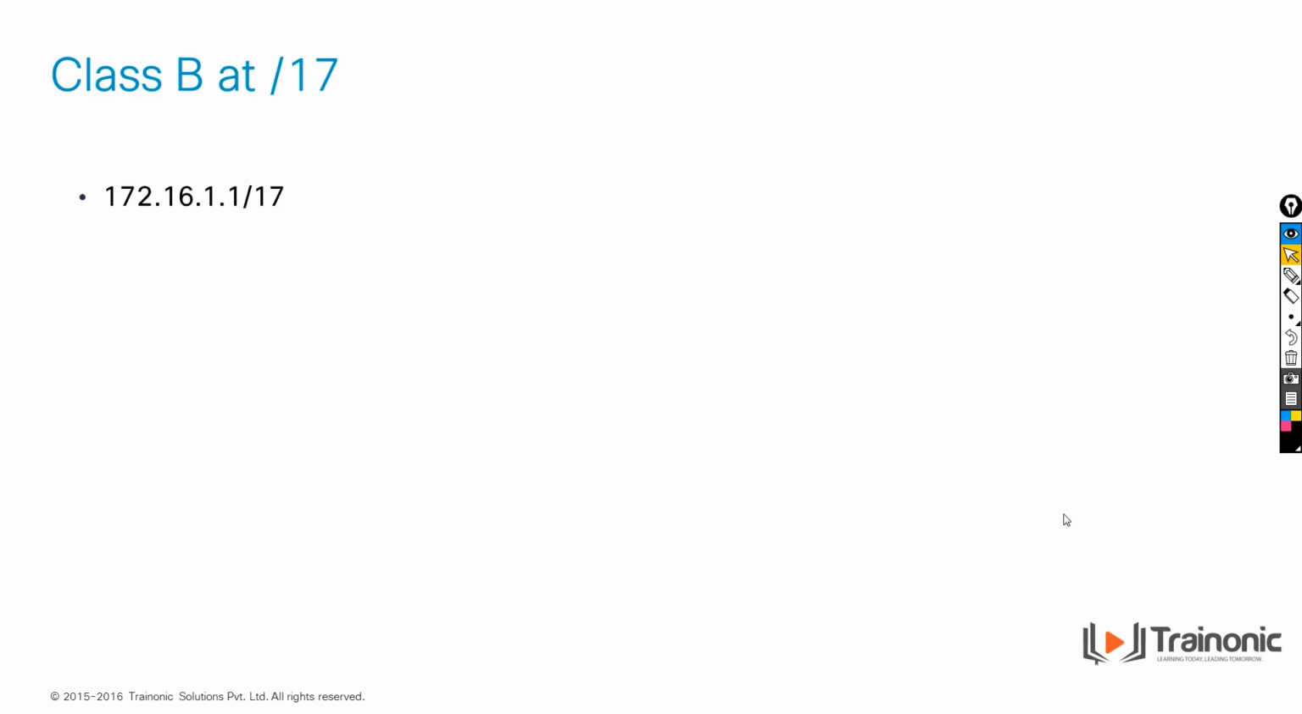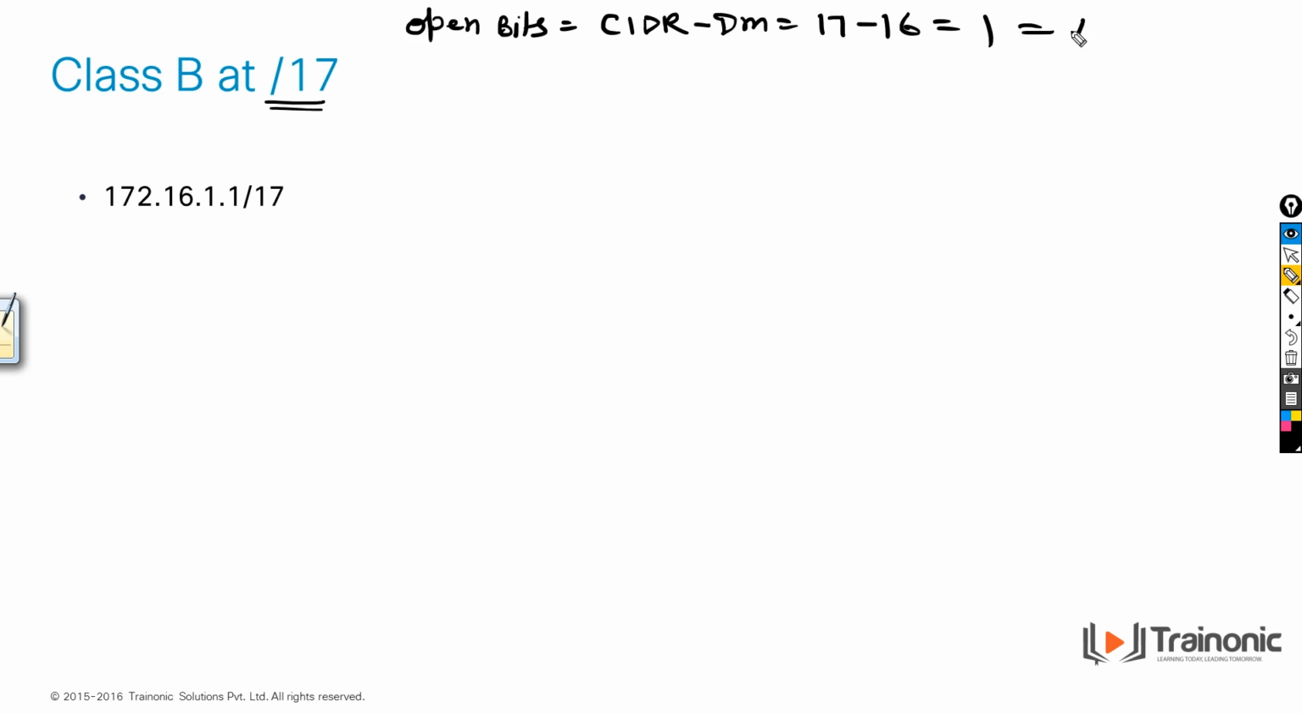Hello friends, let's start class B subnetting at /17. First of all, we have to get the open bits. The open bits formula is CIDR minus default mask. CIDR is 17, default mask is 16. Open bits are 1. We will represent it with X.